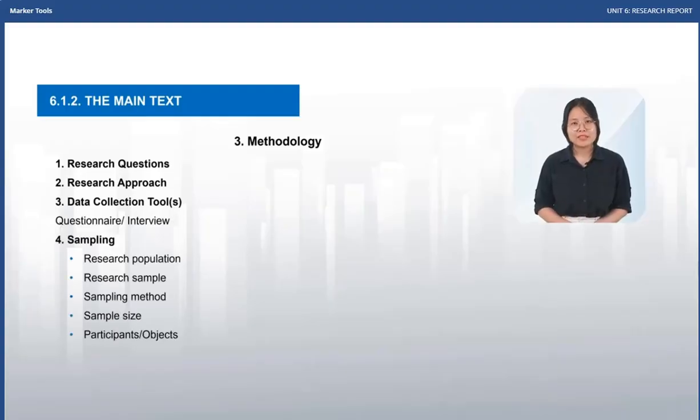Next is sampling. You need to specify the research population, the research sample, the sampling method, the sample size, or describe the participants or the objects. Next one, tell us how you collect data. And last one, tell us how you analyze the data.